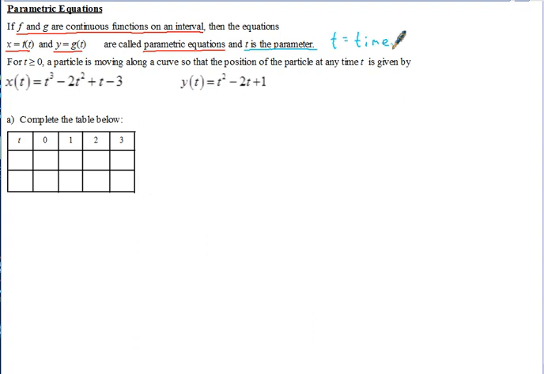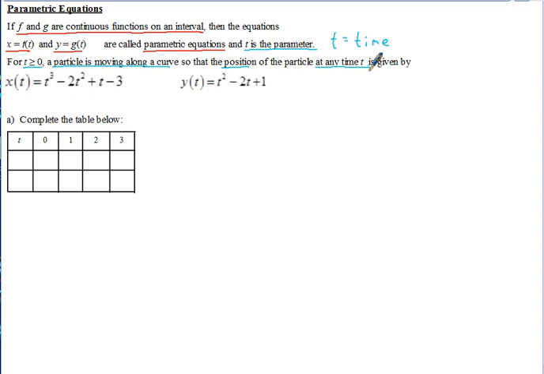Because of that, we'll usually have an interval that only has positive times. In this case, t is greater than or equal to 0. A particle is moving along a curve, and its position at any time is given by this.